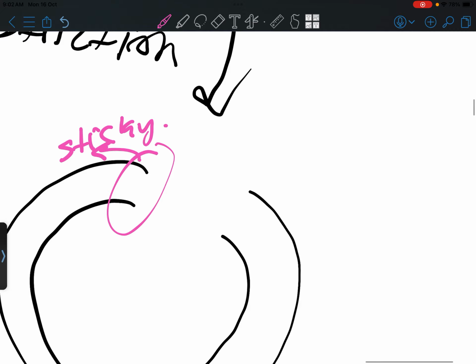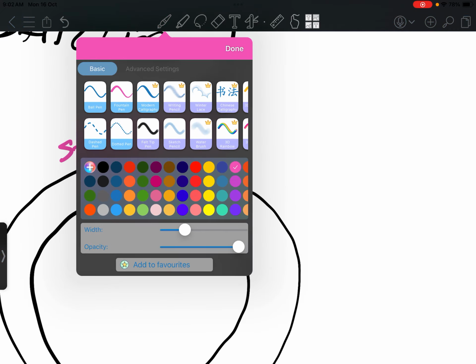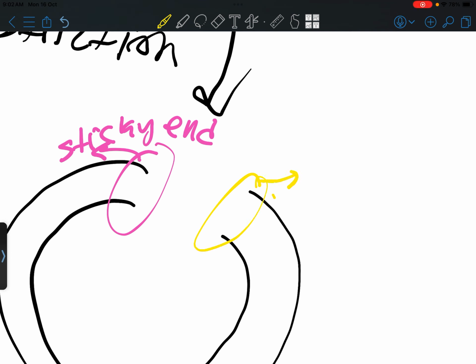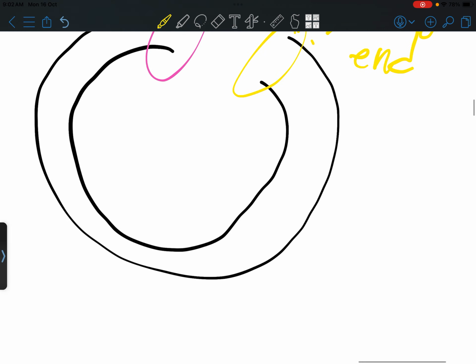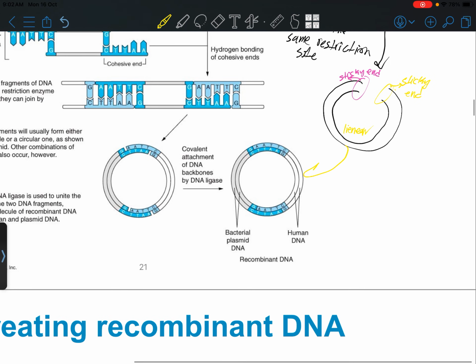So the next step, after having a linear plasmid with these two sticky ends and the DNA fragment with these two sticky ends, we put them together, okay? And we add what? DNA ligase. Now, before you add the DNA ligase, the DNA fragment we want to clone and the linear plasmid with these two sticky ends, they can come together like this. Okay? Why? Because of hydrogen bonds.